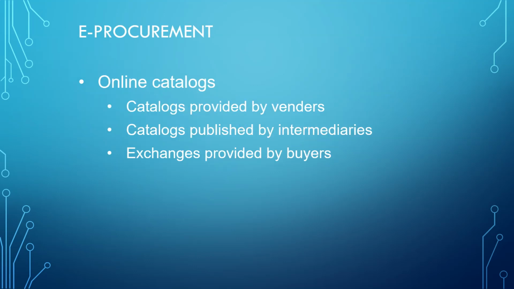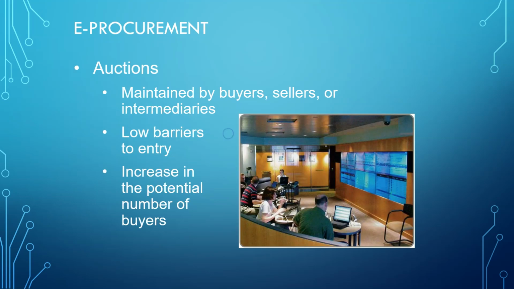To ensure an efficient purchasing process and selecting the right product, vendors can provide online catalogs, or catalogs published by third parties, to list the items that are available with that vendor or supplier for the company to purchase from. One of the options provided by electronic procurement is auctions. These auctions can be maintained by buyers, sellers, or intermediaries. It has low barriers to entry and it increases the potential number of buyers.